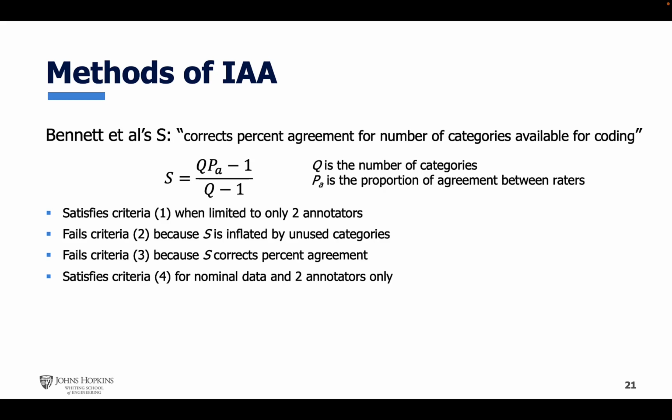But I would argue it still fails criteria number 2, because if there are unused categories, or the number of items in each category is not the same, there's still a bias and still a confounding of the metric based on that. So it is better than percent agreement, but I don't think it fully addresses the criteria of what we call a good inter-annotator agreement measure.